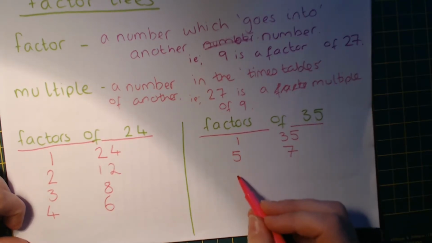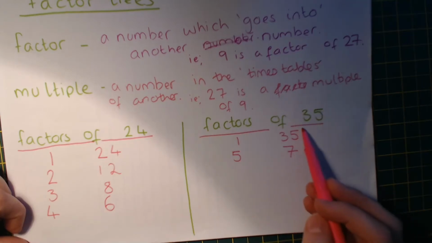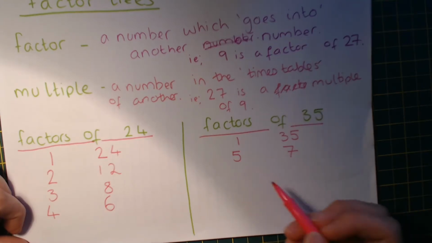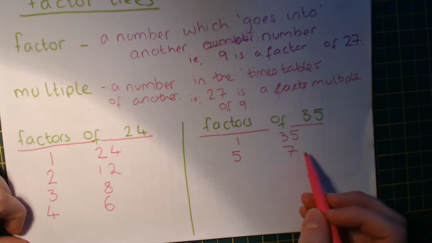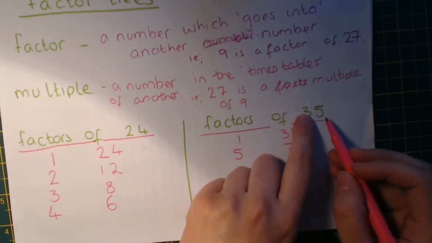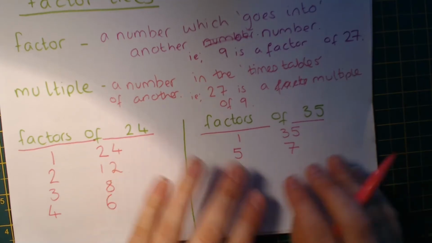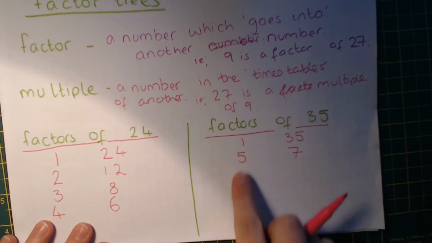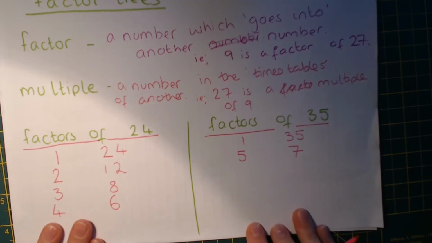The next number, 6, again, 35 is an odd number, so 6 isn't a factor. And then we get to 7, which we've already got, so we've finished. So don't be fooled into thinking because the number's bigger, it should have more factors, okay? That's not how it works. So work through nice and logically. So that's how we find all the factors.